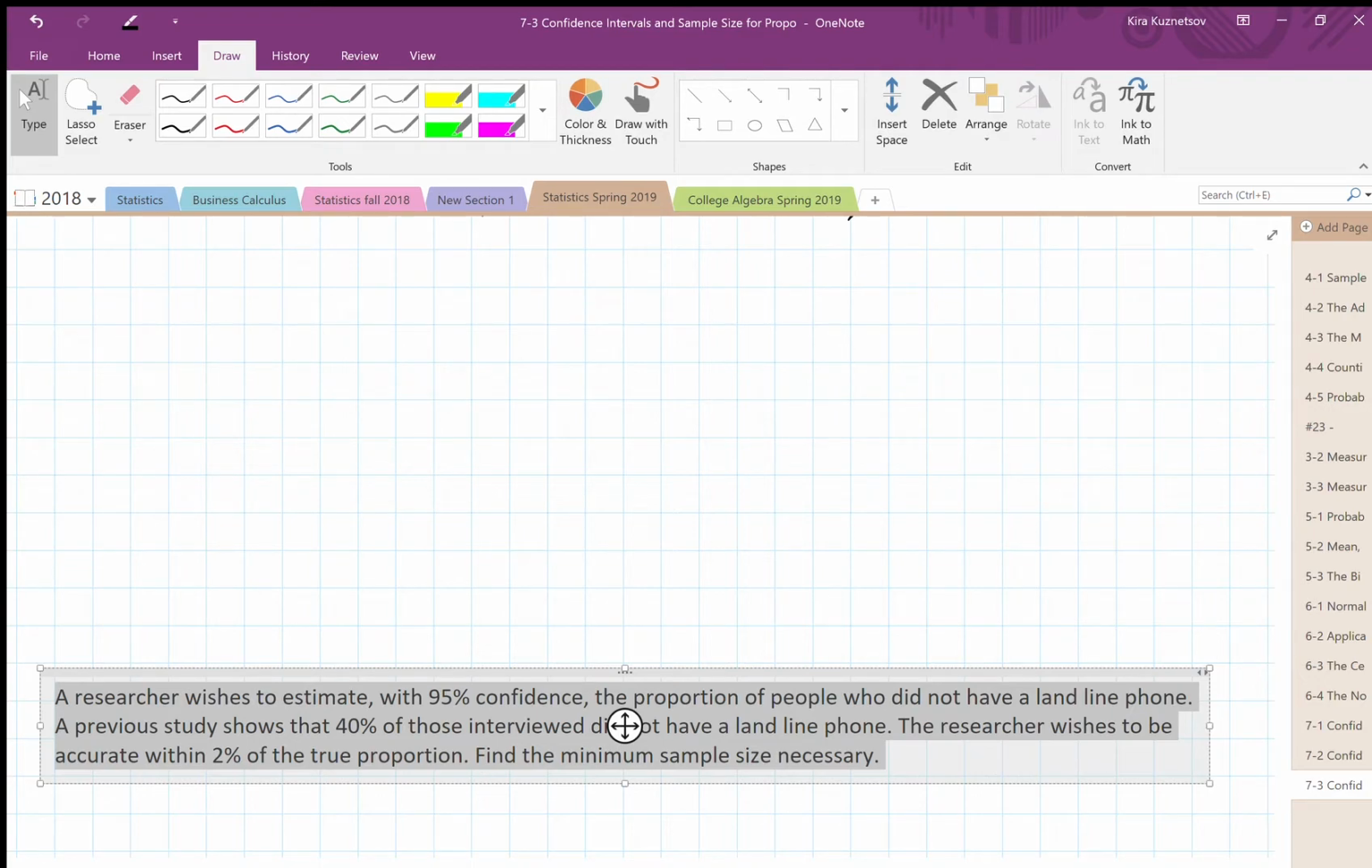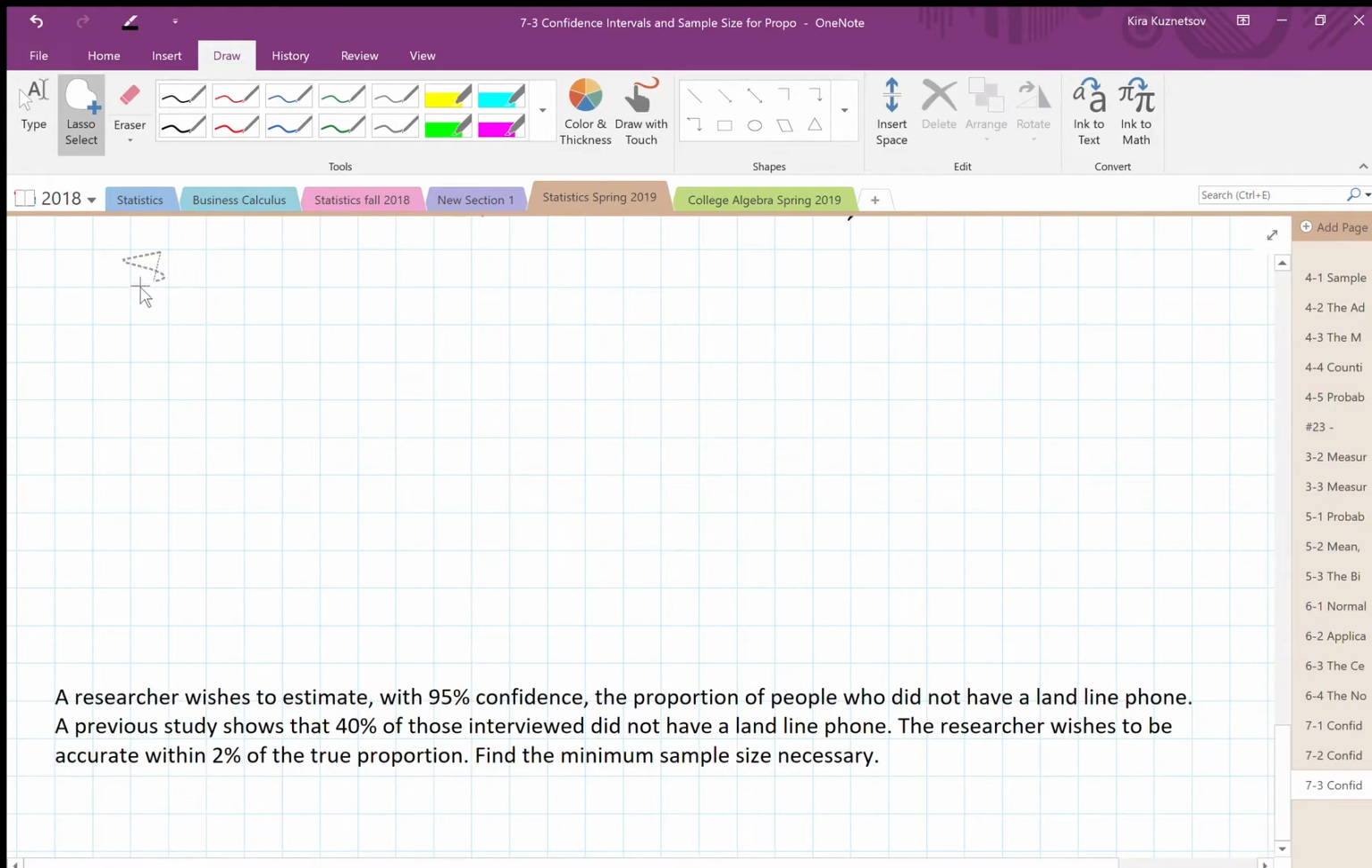This is the second part of 7-3, and in here we're continuing with the rest of the examples. What we're talking about is the sample size for proportion. Sample size is knowing the error that you're allowed to make. Can we figure out the number of people that we need to survey?